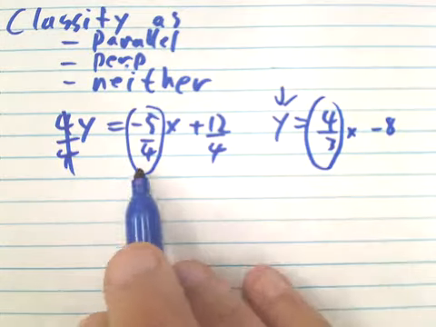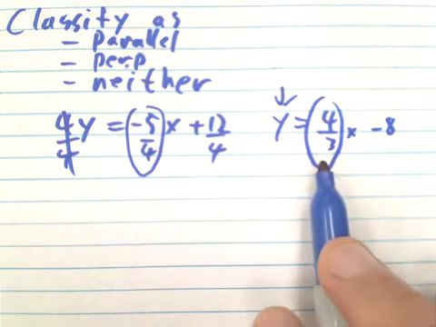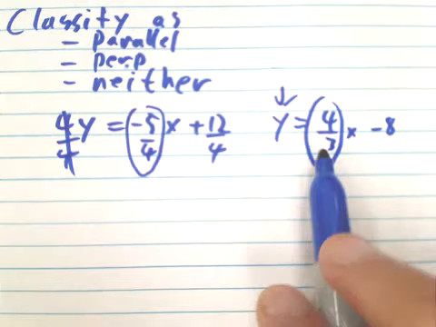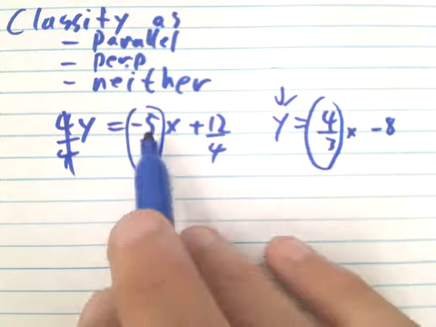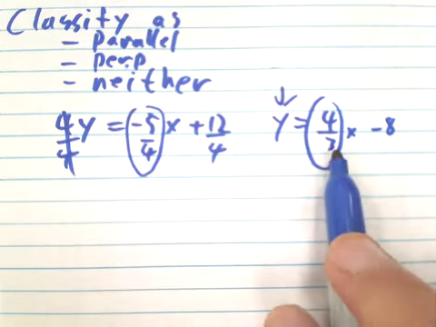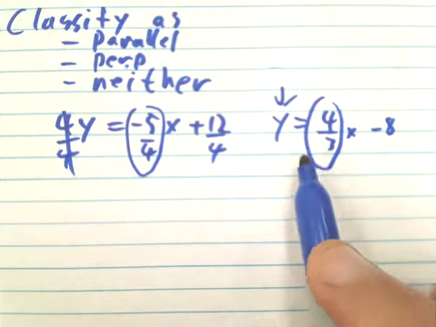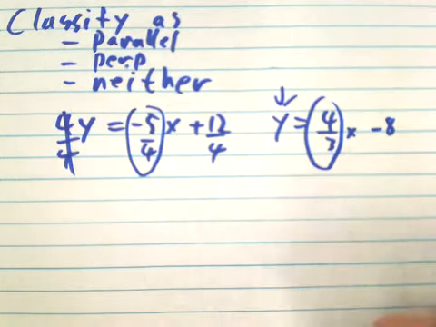So if I have negative 5/4 and 4/3, are they parallel? Are they the same? No. Are they perpendicular? Well, one's positive and one's negative, but they're not flipped over. That's a 5 and that's a 3. So my last choice is neither. These lines are none of those. They are neither parallel nor perpendicular. Let me give you a try and then we'll be done.